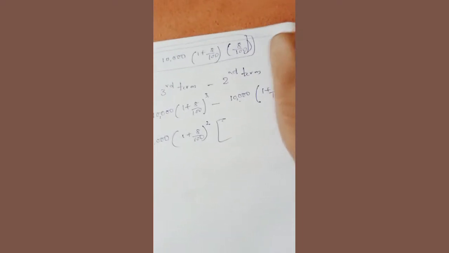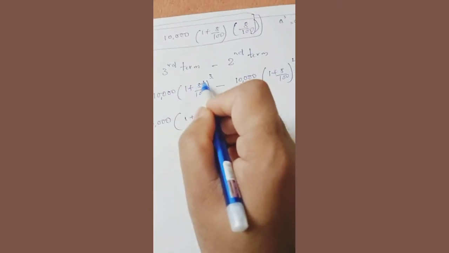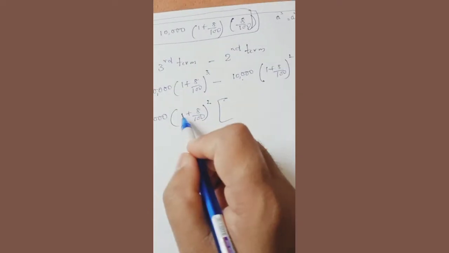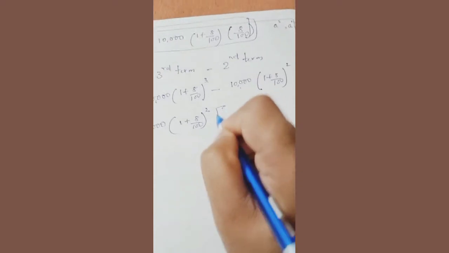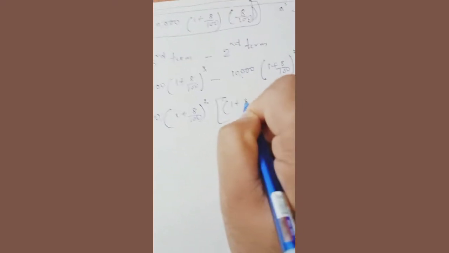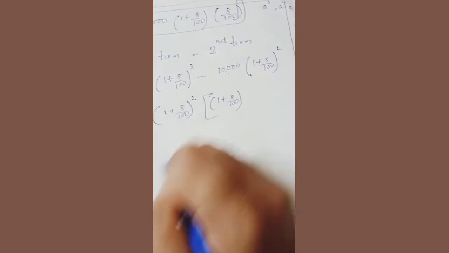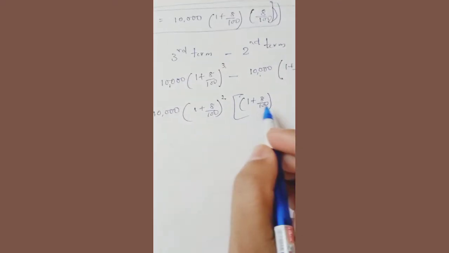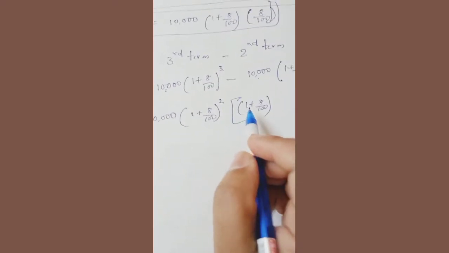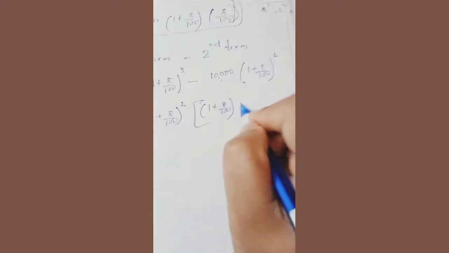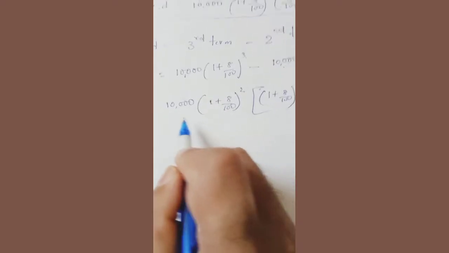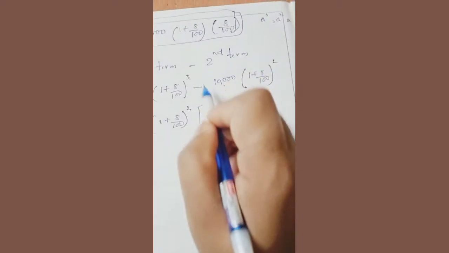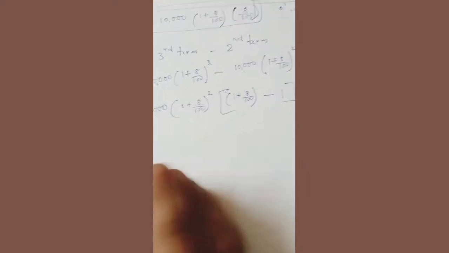In a cube, if I take out a square, what is remaining? A is remaining, like that itself. In 1 plus 8 by 100 whole cube, if I take out 1 plus 8 by 100 whole square, I can write here 1 plus 8 by 100. This is the common factor. This is the factor which is present after taking out the common factor, minus, you can see in the second term everything is taken out here, so minus 1 I will be writing here.